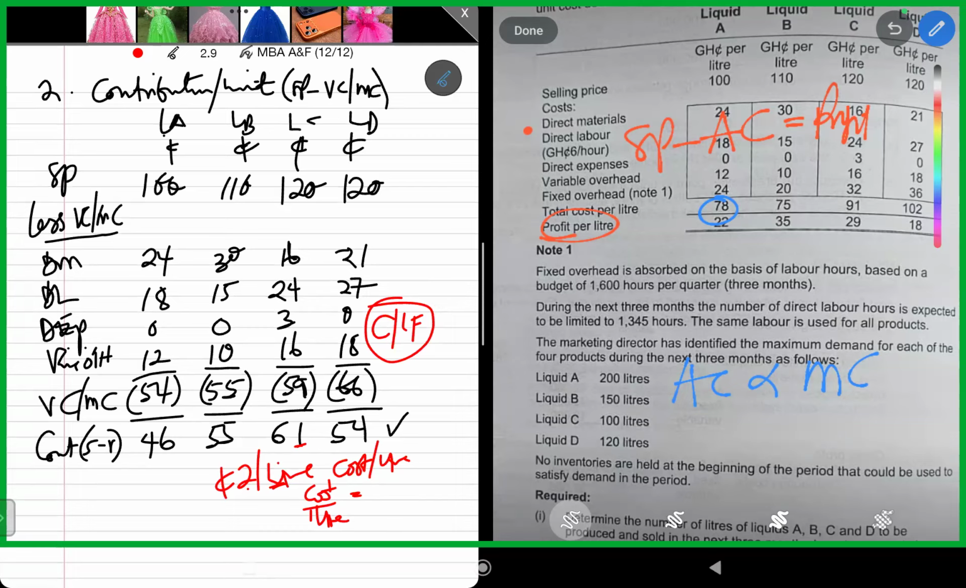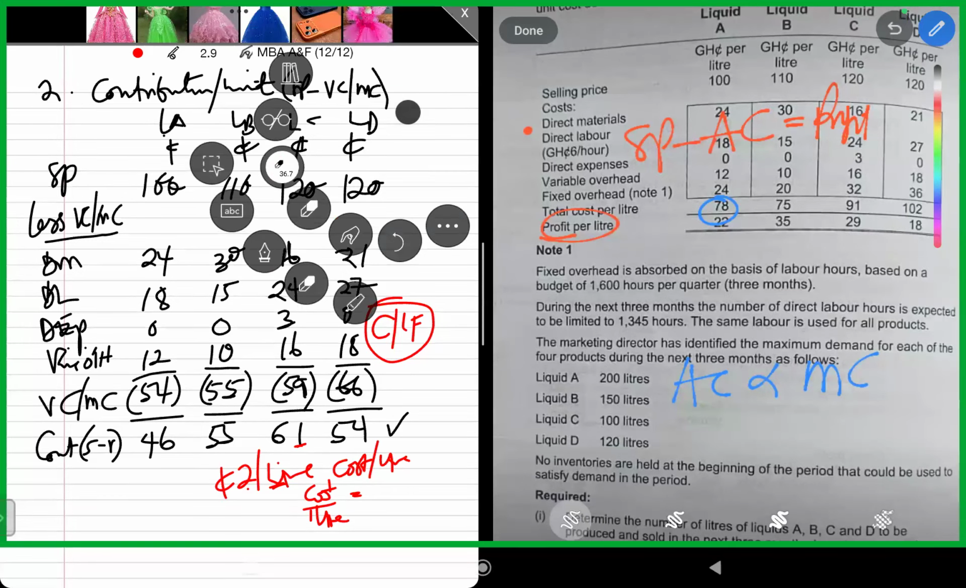So I think we are going to divide the contribution we got by the limiting factor. Contribution per limiting factor. How will it be? Yes, the limiting factor. So we are going to take the contribution and divide it by the limiting factor. That's all. Do you get it?